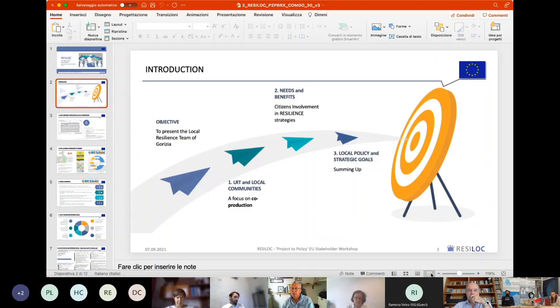First of all, the objective of this brief presentation will be, of course, to present the local resilience team of Gorizia. We will focus on the LRT and local communities, so we will speak a little bit about our LRT and about Gorizia, of course. We will then pass on to the needs and benefits of the LRT of Gorizia, and we will conclude with some insights on local policy and strategic goals.